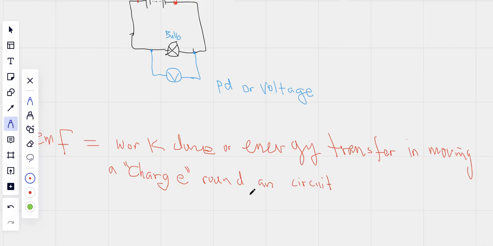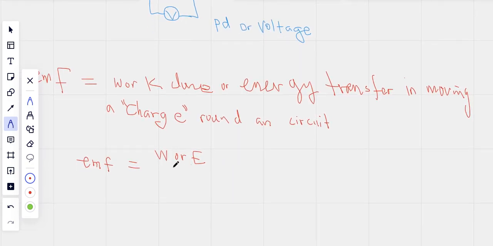So the work done per unit charge. If we're defining our EMF in formula form, the electromotive force is mathematically written as the work done, so we can write W, or E, the work done, or the energy that has been transferred to move the charge, to drive the charge. So we can simply say it is work done over charge. Okay, the EMF is the work done over charge.